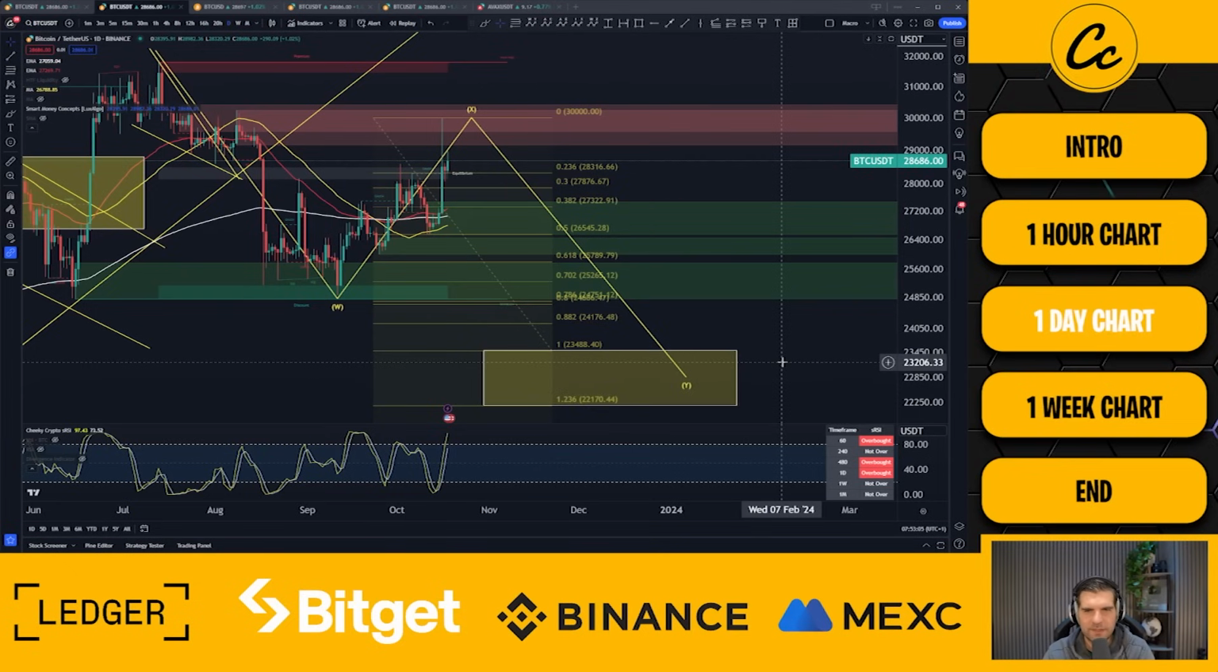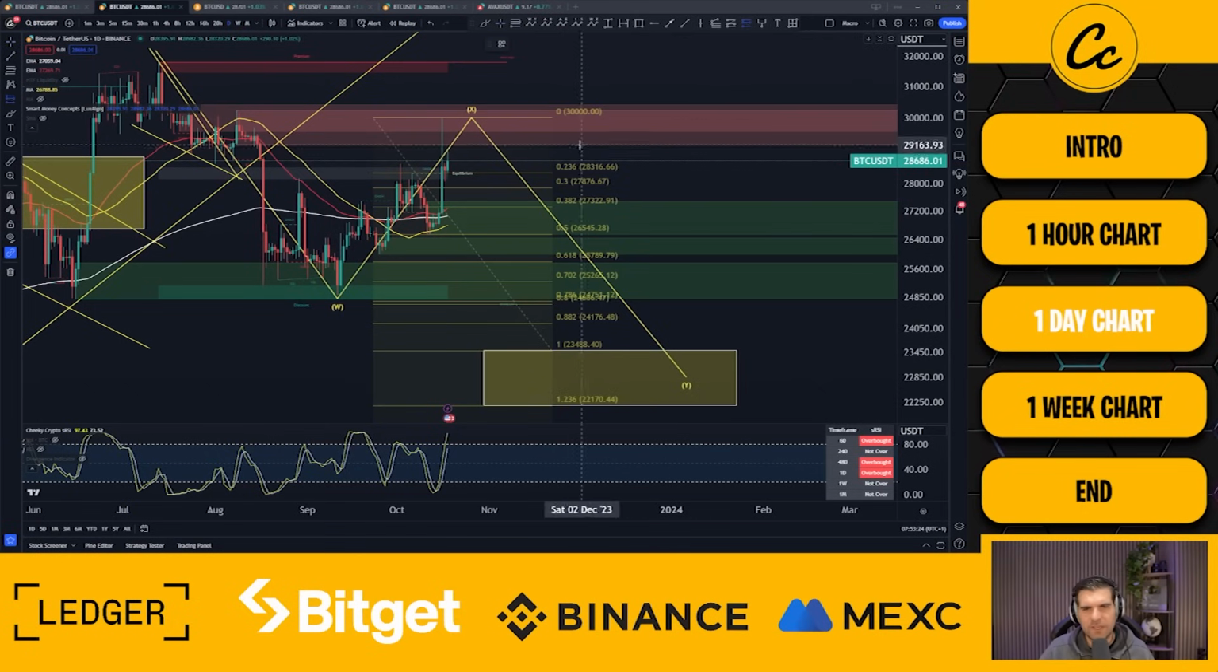So for me, this looks like a shorting opportunity. Obviously, just my personal thoughts and opinions. If I were to trade this, I would be trading this on BitGet, maybe OKX or MEXC, something to that effect. But my go-to at the moment is still BitGet, so I would be looking to go short personally.